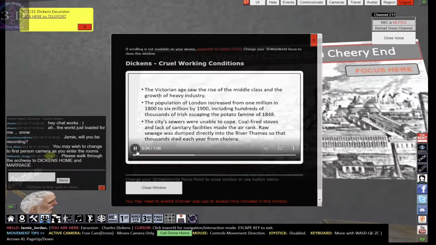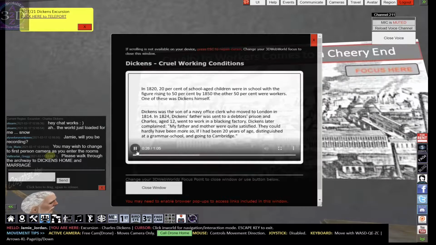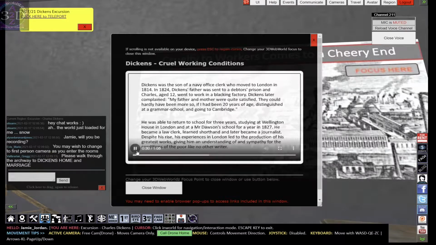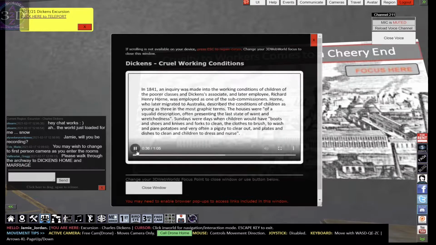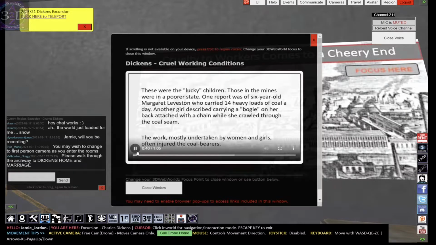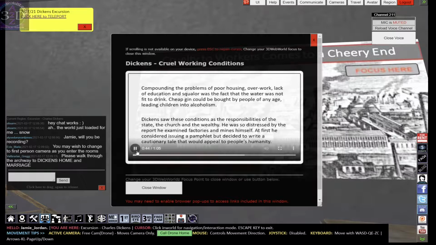Coal-fired stoves and lack of sanitary facilities made the air rank. Raw sewage was pumped directly into the river, and thousands died every year from cholera, giving him an understanding of and a sympathy for the conditions of the poor like no other writer. He saw the poverty himself, and he lived through it himself.